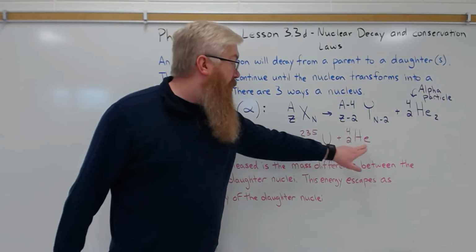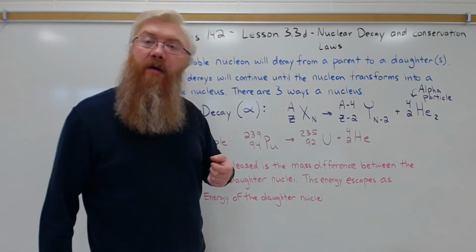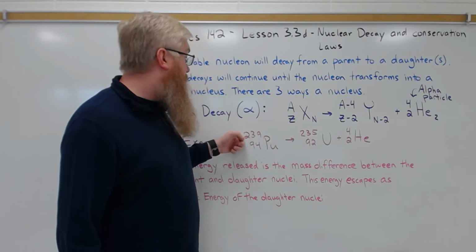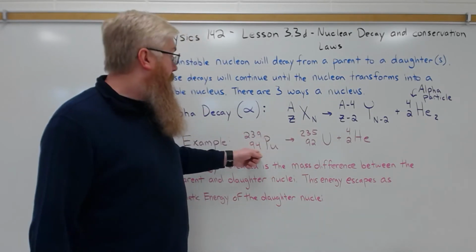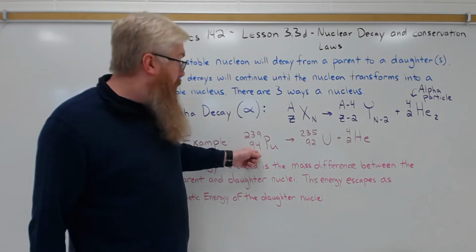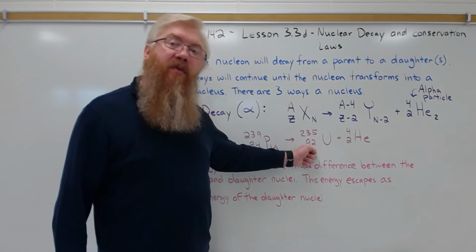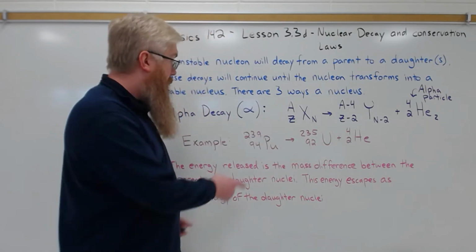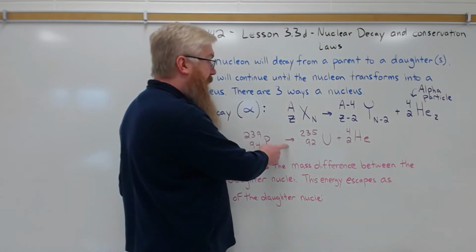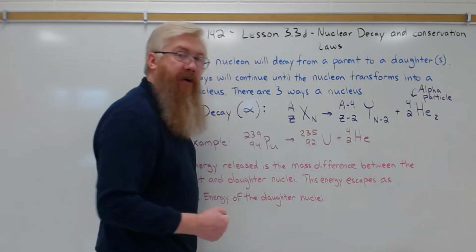Spitting out a helium nucleus, the number of total nucleons in the nucleus drops by 4. So plutonium-239 becomes 235. The number of protons drops by 2. 94 protons becomes 92 protons. An element with 92 protons in it is uranium. So plutonium-239 decays into uranium-235 plus an alpha particle.